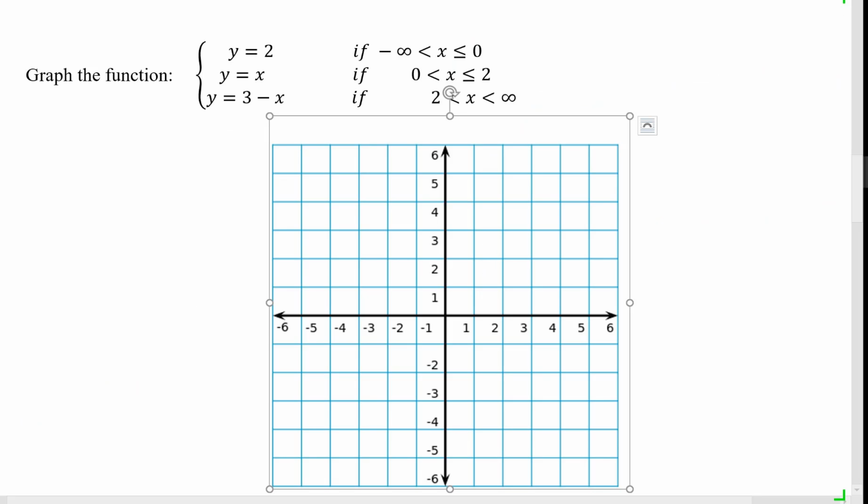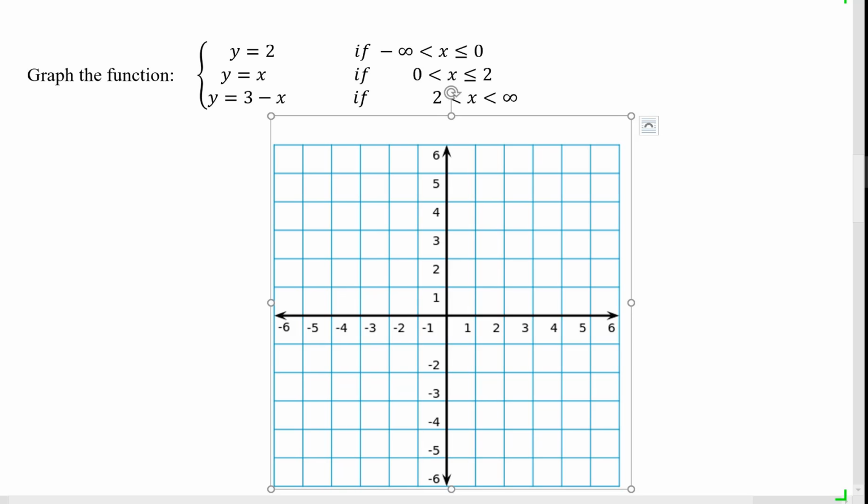Okay, now we have the equations and we're going to draw the function. This says that y equals 2 if we're going from negative infinity to 0 on our x-axis. So y equals 2 is a horizontal line, and it goes from negative infinity all the way to and including 0. There's going to be a dot there where x equals 0, and then as we go to the left, it's just that horizontal line, y equals 2.